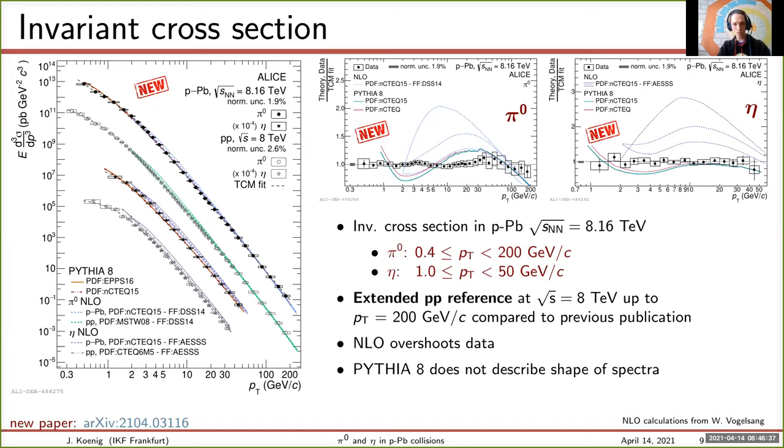So now let's compare our p-Pb spectra to theory. Therefore, we can look at the upper two plots where it's shown compared to the combined TCM fit. And you can see an NLO calculation in blue, which overshoots the data and predicts a harder spectrum at higher pTs. And we can also look at the Pythia calculations, which do a fairly good job, but they don't describe the shape of the spectra entirely.